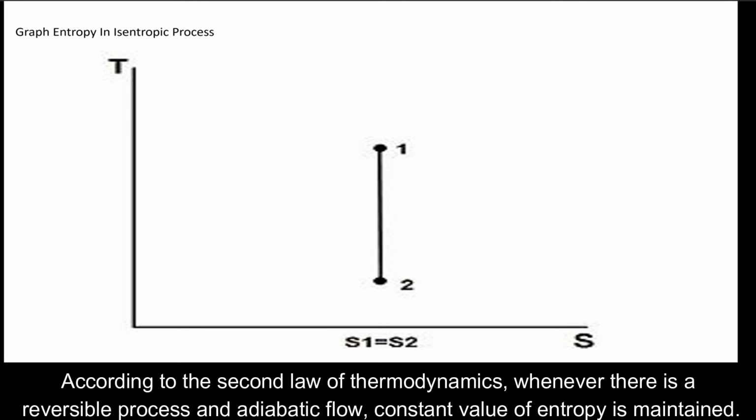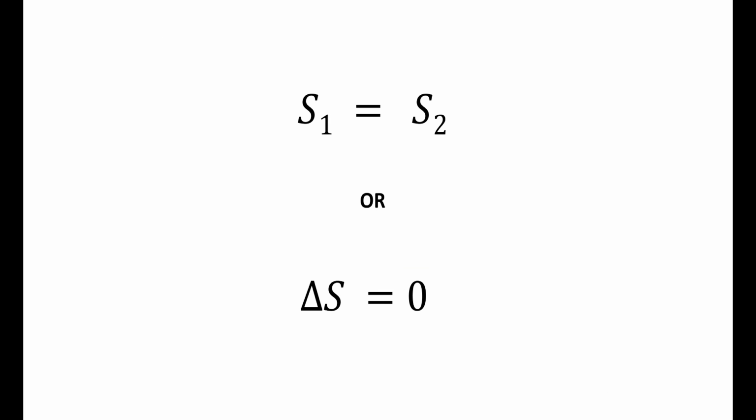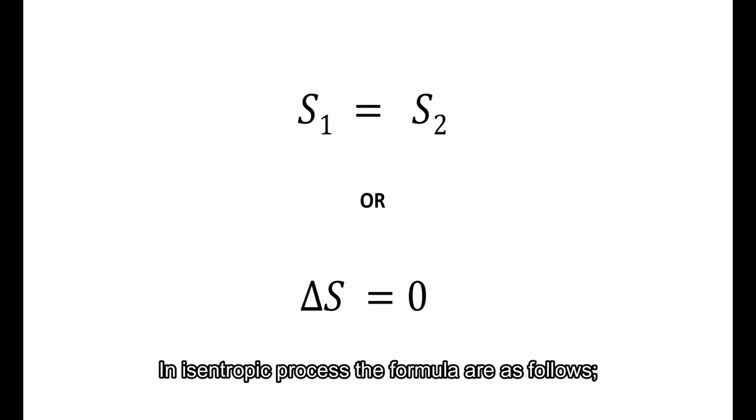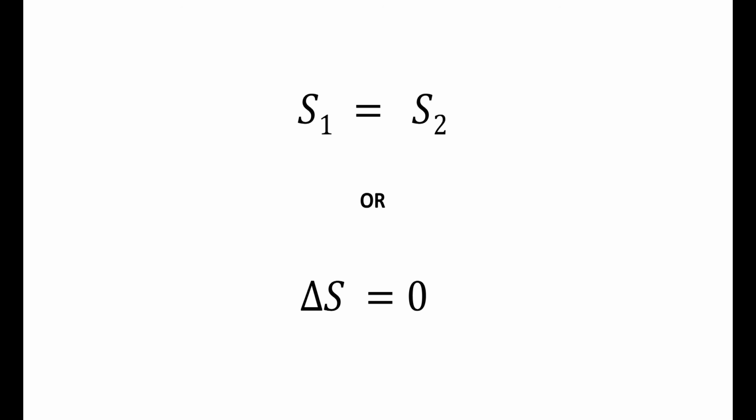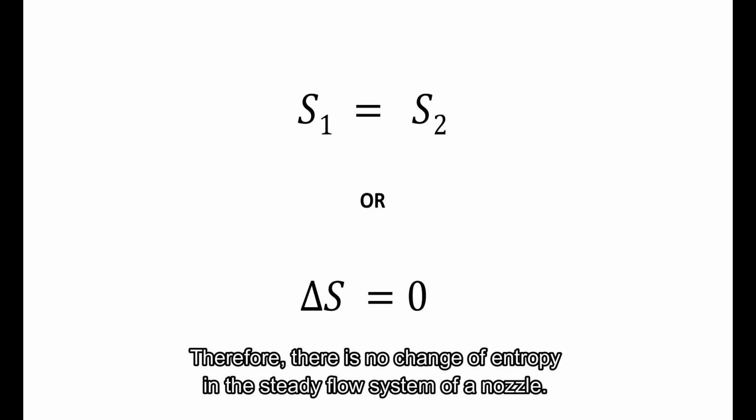According to the second law of thermodynamics, whenever there is a reversible process and adiabatic flow, a constant value of entropy is maintained. In this case, the constant entropy is classified as an isentropic process. In an isentropic process, the formula is as follows: initial entropy equals final entropy, or change in entropy equals 0. Therefore, there is no change of entropy in the steady flow system of a nozzle.